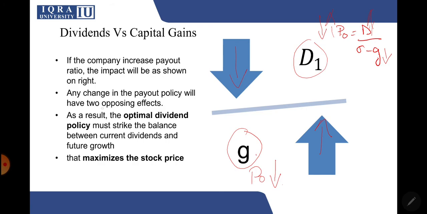So the problem is that there are two opposing effects. One is increasing the stock price and the other is decreasing the stock price. And it is very difficult to find out what the optimum dividend policy should be. The optimal dividend policy has to strike a balance between these two opposing impacts. And again, the objective is to maximize the stock price. So they have to find out the payout ratio at which their stock price is going to be maximized.